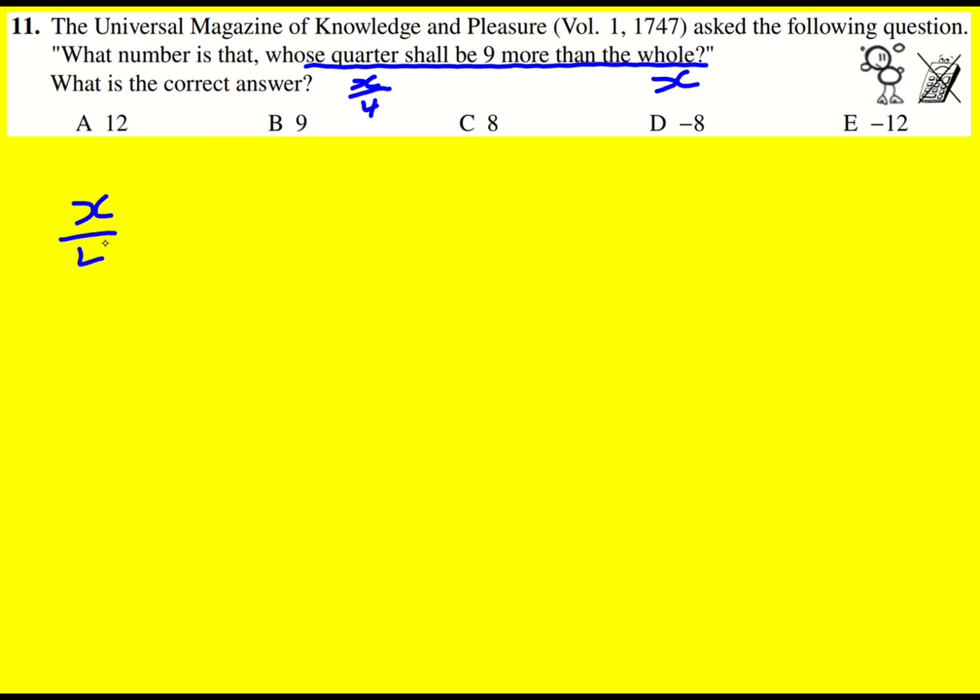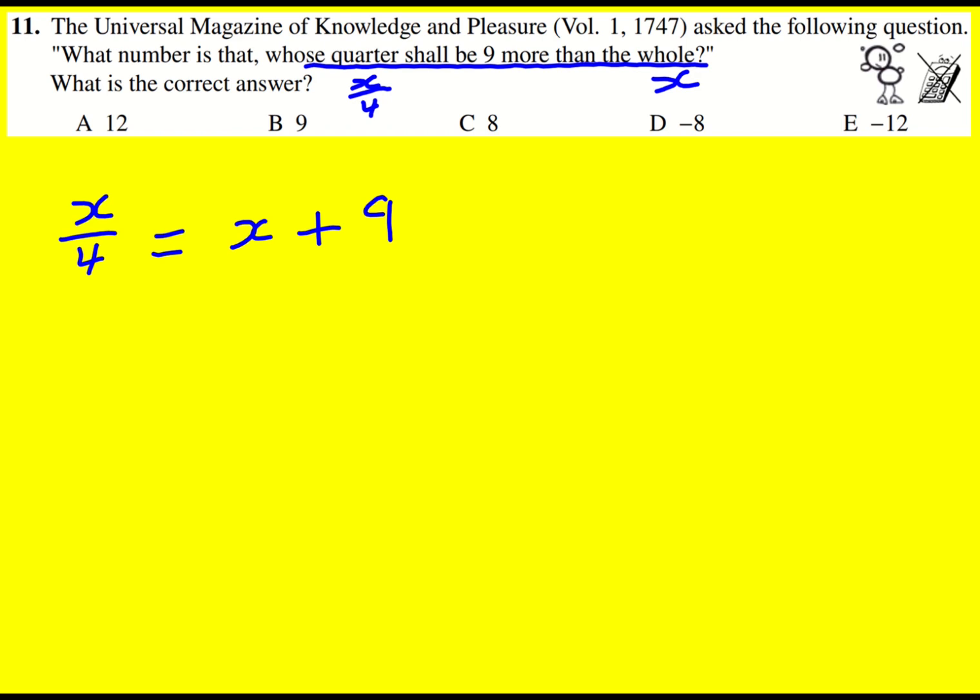So that means if I have the quarter, then it's actually the full amount plus 9. You've got to make sure you get it the right way around. It's this thing that's bigger, so we have to take the whole and then add 9 to it. And we've got ourselves a fractional equation to solve.